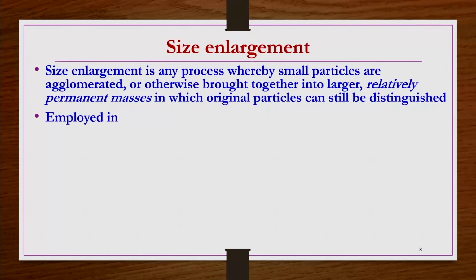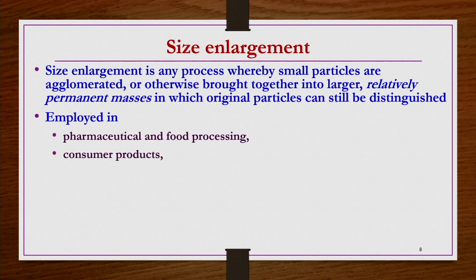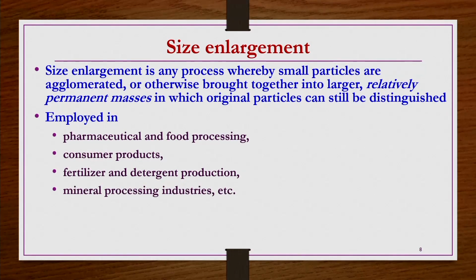So where do we find such size enlargement in general? We find it in pharmaceutical and food processing industries. We find it in consumer products, where a specified size and shape of the products are required. And in fertilizer and detergent production, detergents also need to be in specified sizes. They cannot be very fine. Otherwise, they may cause environmental and health hazards to the people using them. Then mineral processing industries, etc., where we use size enlargement methods in general.